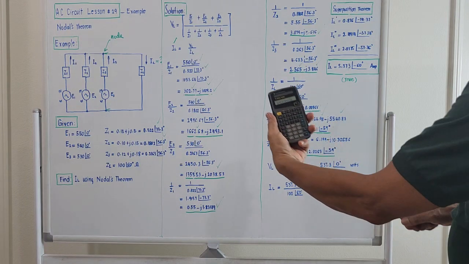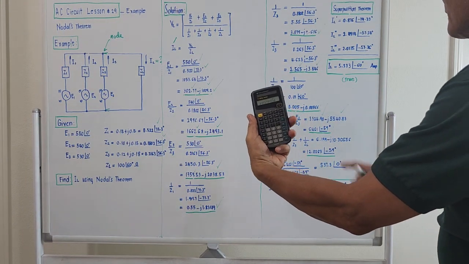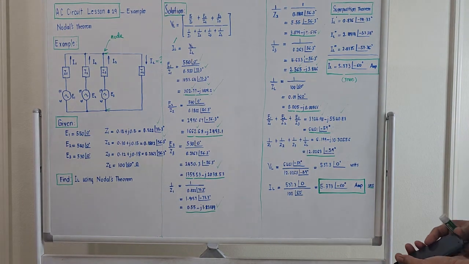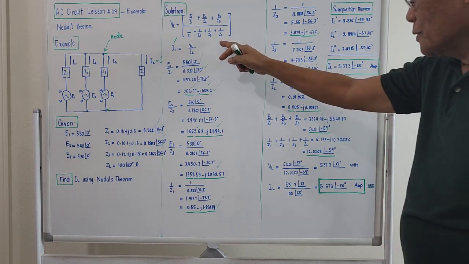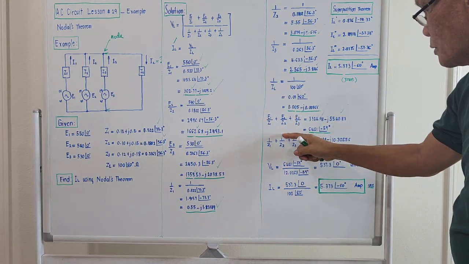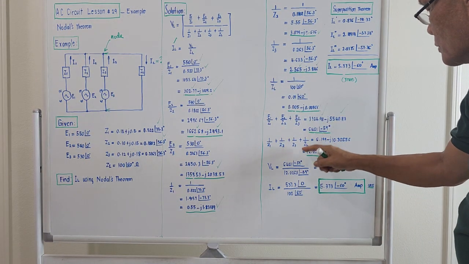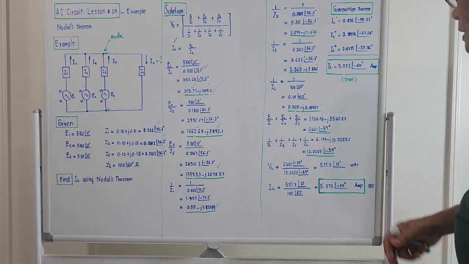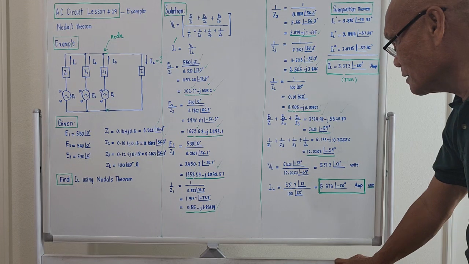Okay, it's 6451, 61. Then we take the summation of the denominator: 1 over C1, 1 over C2, 1 over C3 plus 1 over CL. I didn't place it here anymore, I just placed the summation. So what I did, it's just easy.